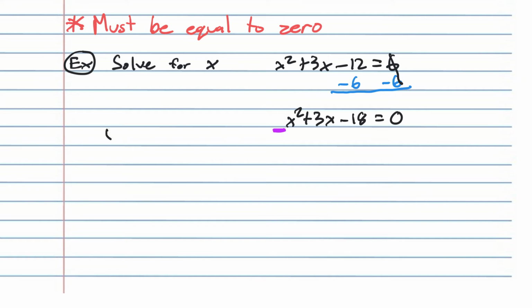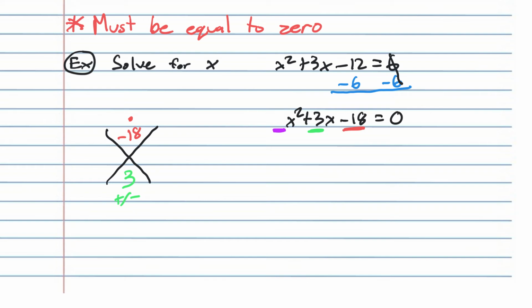So we draw the x. Remember, the c value goes up top, so negative 18 goes up top. And the b value goes down below. And we're looking for what two numbers multiply to negative 18, but at the same time add or subtract to 3. Now this is like the hardest part, right? Some people get it really fast. Some people have to think about it for a second.